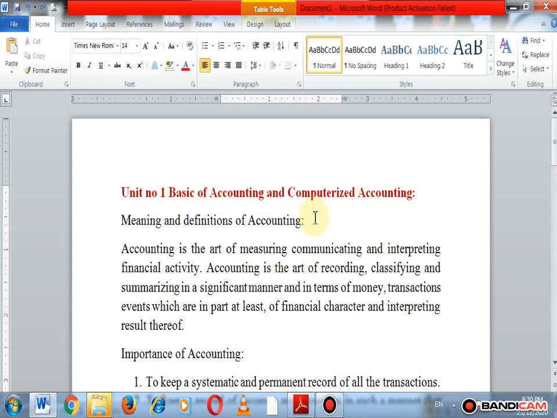Accounting is the art of measuring, communicating and interpreting financial activity. Accounting is the art of recording, classifying and summarizing in a significant manner and in terms of money transactions and events which are in part at least of financial character, and interpreting results thereof.